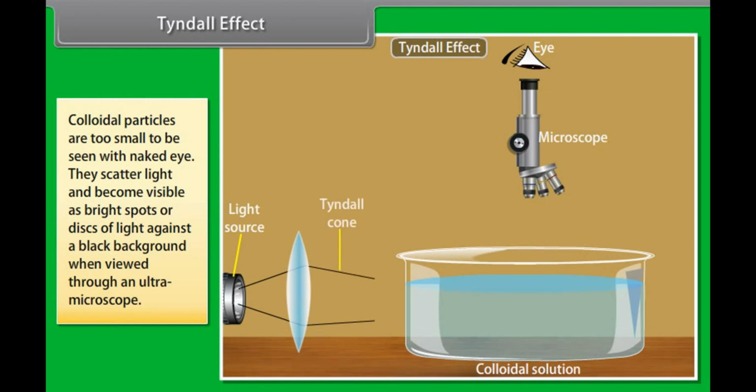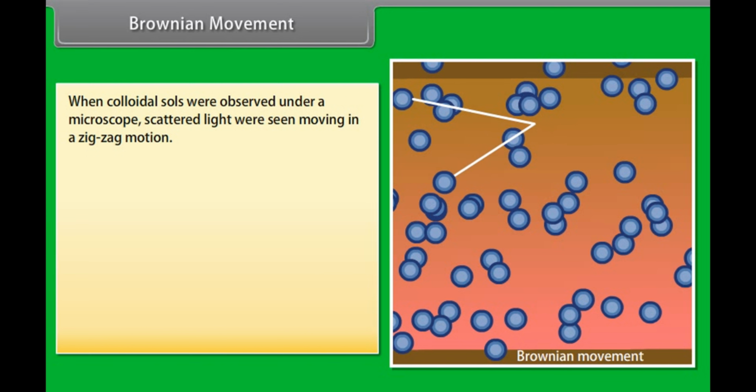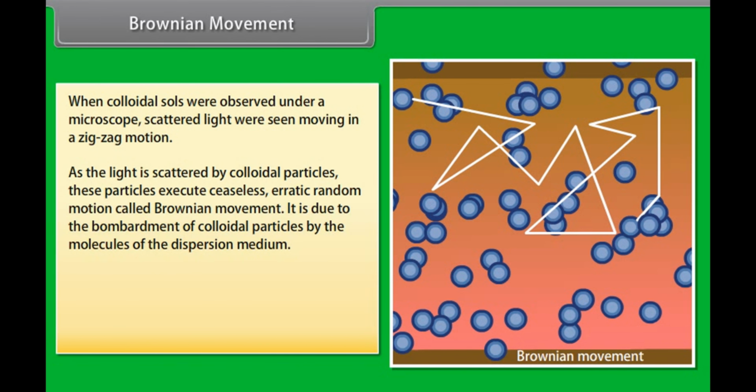Colloidal particles are too small to be seen with the naked eye. They scatter light and become visible as bright spots or disks of light against a black background when viewed through an ultramicroscope. Brownian movement. When colloidal particles were observed under a microscope, scattered light was seen moving in a zigzag motion. As the light is scattered by colloidal particles, these particles execute ceaseless, erratic random motion called Brownian movement.